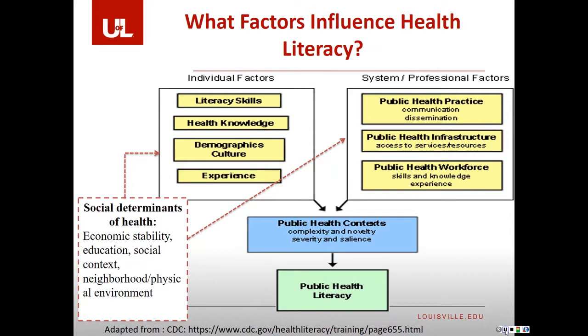Secondly, the right side of the model depicts healthcare system factors that influence health literacy. At the public health practice level, these include the way we communicate and disseminate health information. The complexity of health information, the cultural and linguistic suitability of health information, and the dissemination channels for health information are important predictors of health literacy.